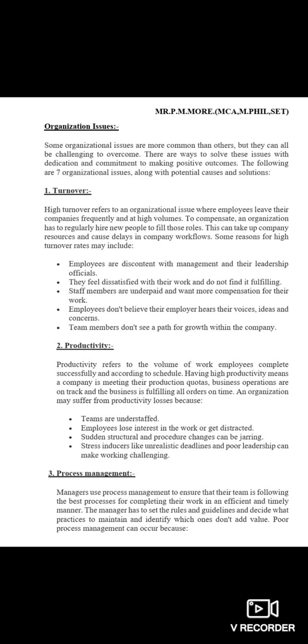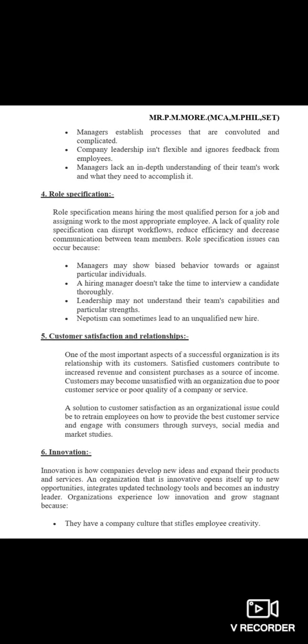Poor process management can occur because managers establish processes that are convoluted and complicated. Company leadership isn't flexible and ignores feedback from employees. Managers lack an in depth understanding of their team's work and what they need to accomplish it.